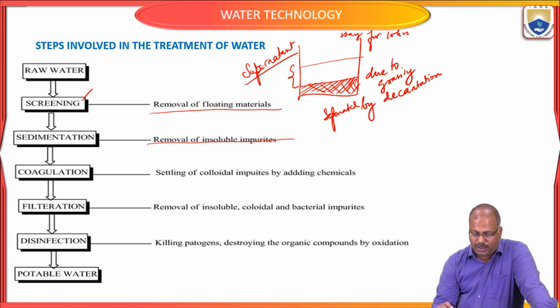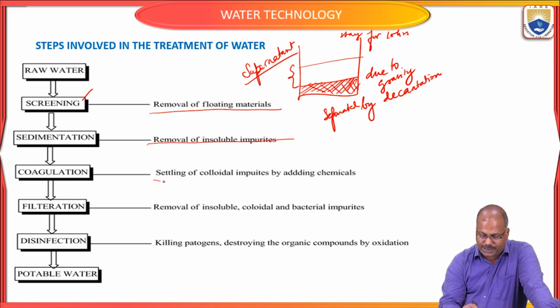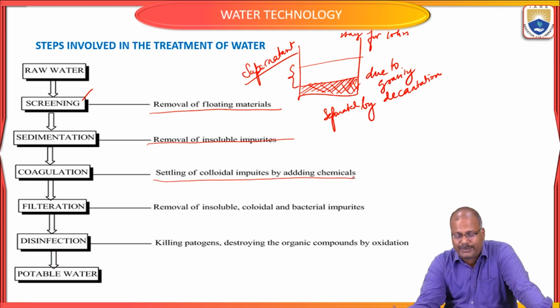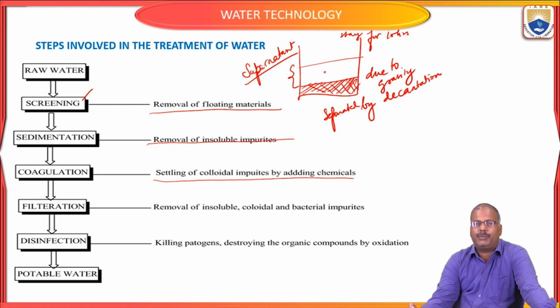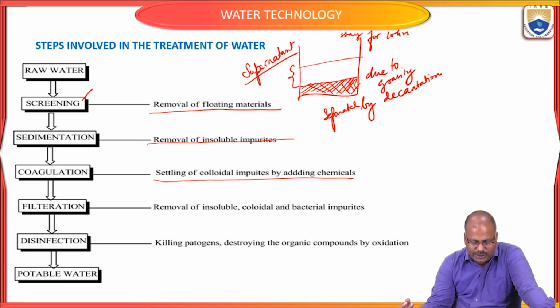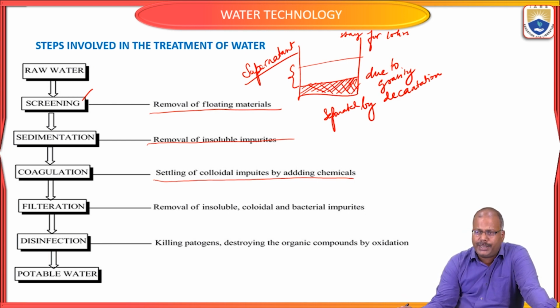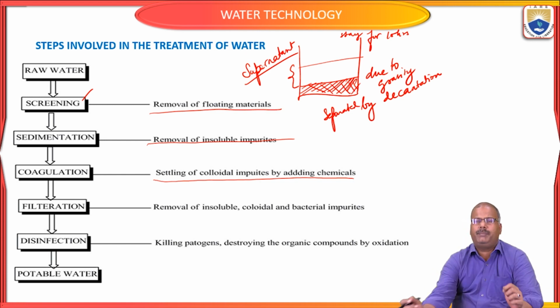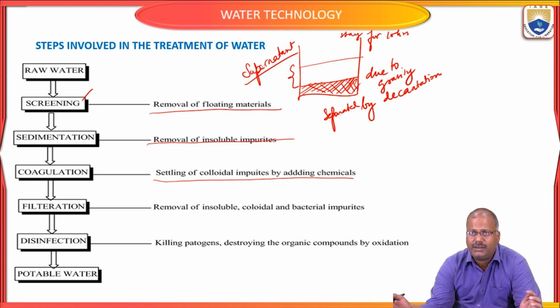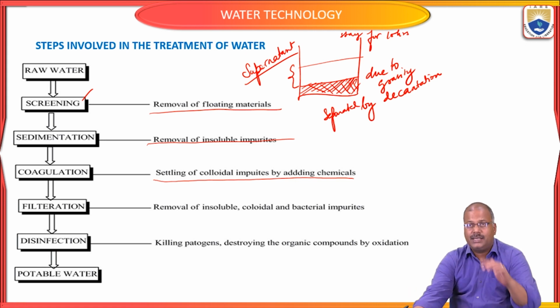Removal of insoluble impurities. Next, coagulation. Settling of colloidal impurities by adding chemicals. Even after sedimentation, some impurities like colloidal impurities will stay in the water. Those are removed by adding coagulants like potassium alum. These coagulants play a role in bringing all the small particles into bigger flocks, and then the flocks easily precipitate down.